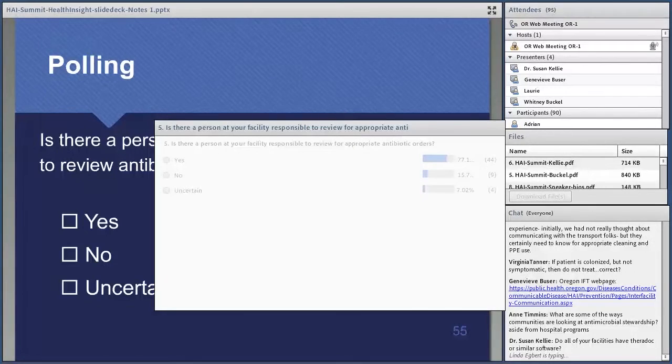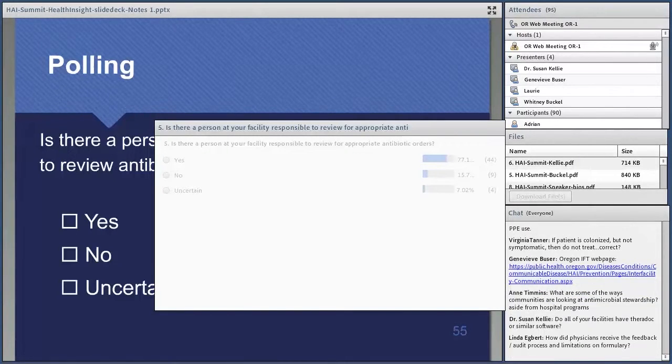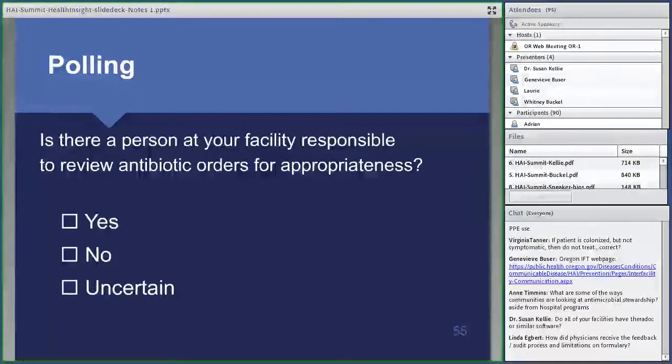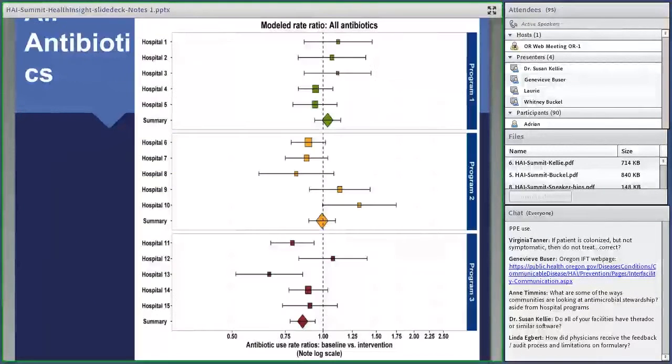So here's the final slide just showing our data. We're just in the midst of analyzing our data from the SCORE study, and so I'll show you our initial data here. If you look here at the modeled rate ratio of all antibiotics, this is comparing pre and post antibiotic use.